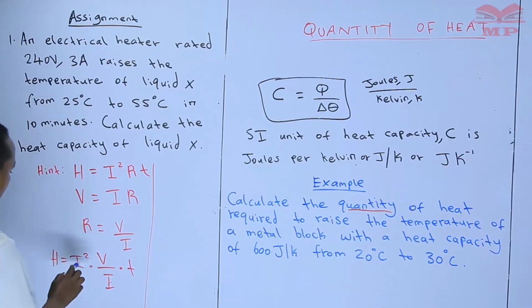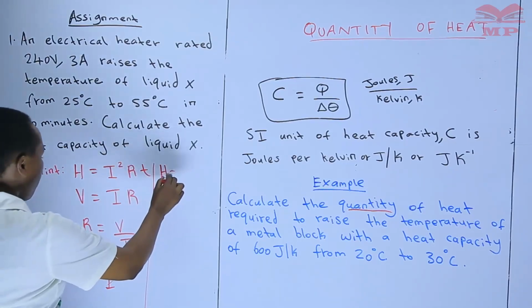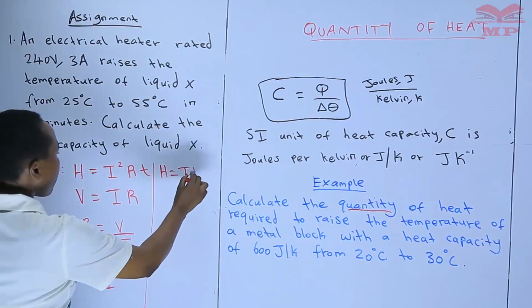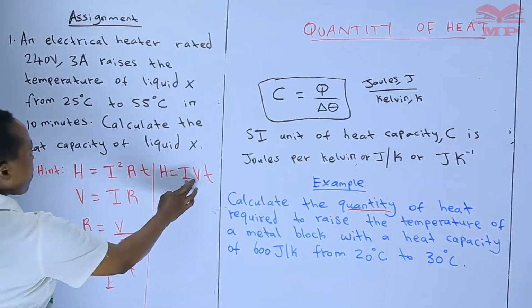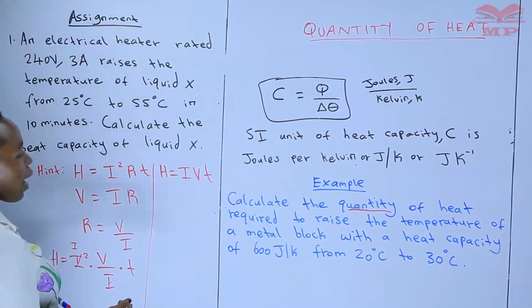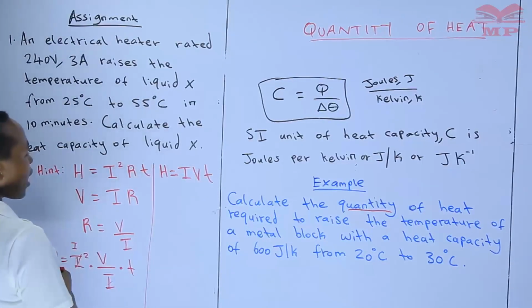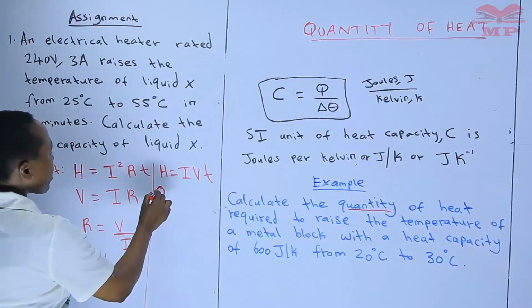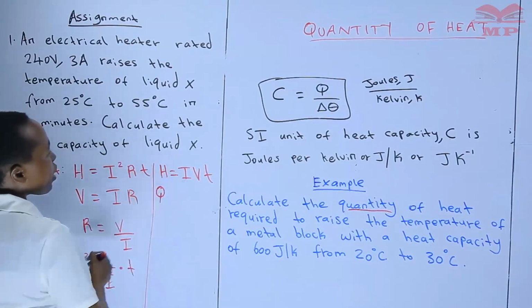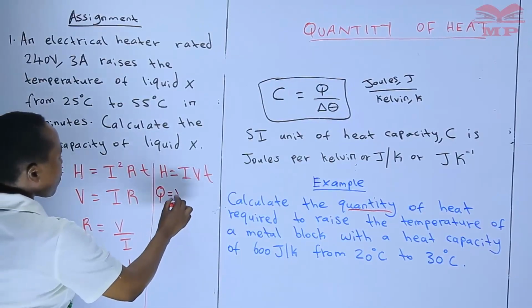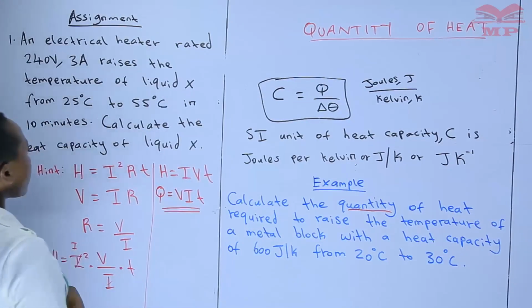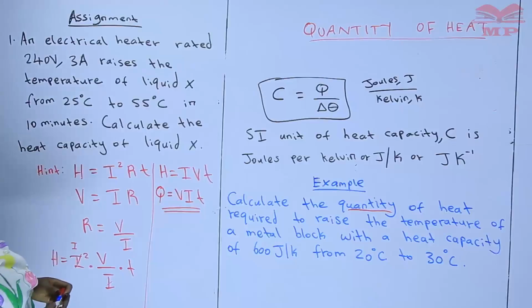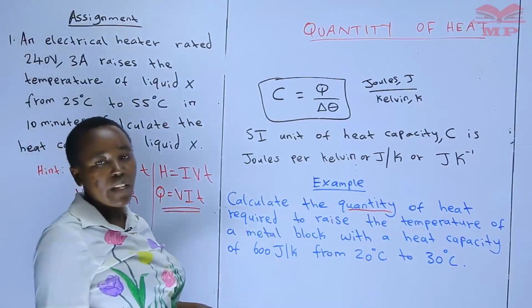So this current will cancel, we remain with one current here. So we have heat will be equal to IVT, which is simply VI, or IV, is power. So power times time gives us heat. So when you are calculating the heat energy or the quantity of heat, you simply have VIT. So make use of this, and then you'll be in a position to calculate the heat capacity of the liquid.